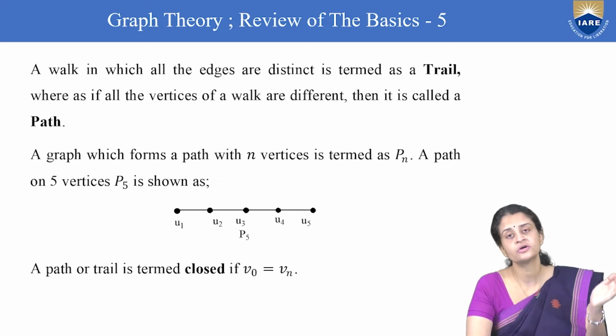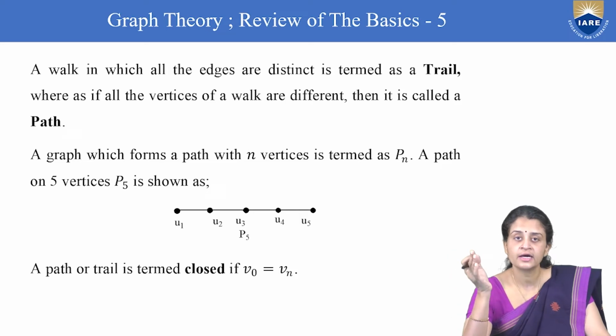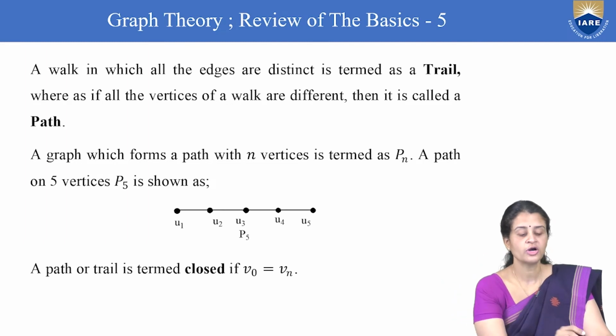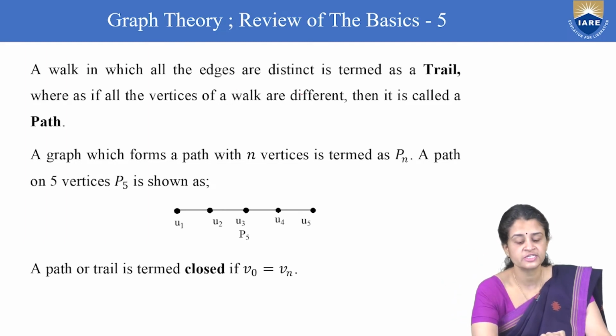Now we are going to see different types of walk. We have seen that a walk is just an alternating sequence of vertices and edges. Sometimes we may have some vertices repeating, sometimes some edges repeating in our walk. If something is not repeating, what do we call it? A walk in which all the edges are distinct is termed a trail. That is, no edges repeat in that walk.